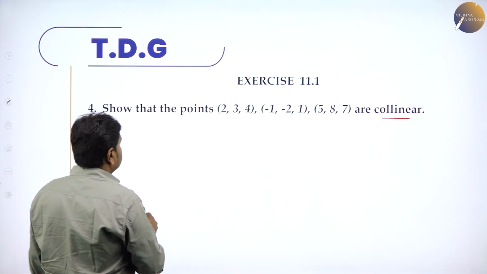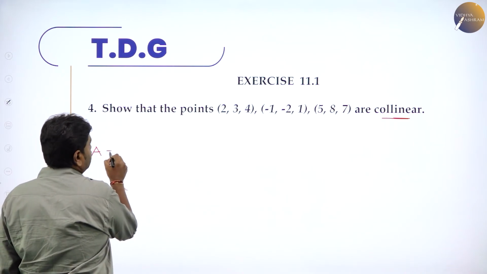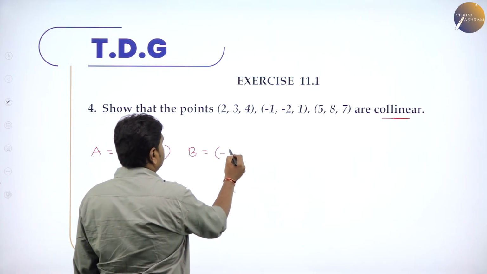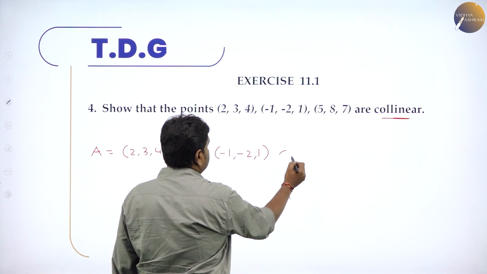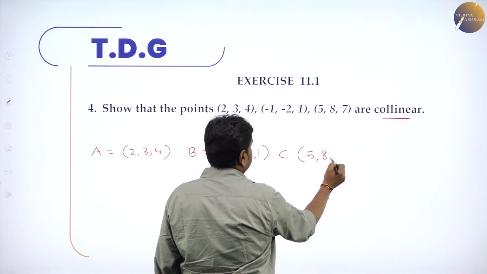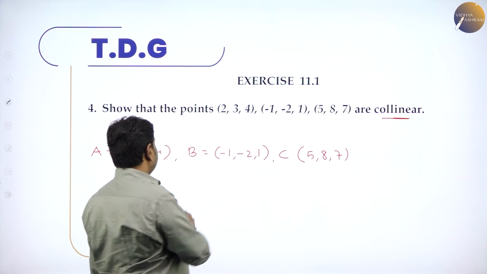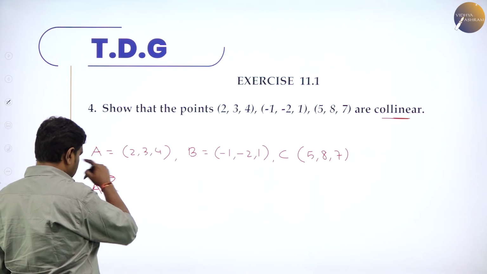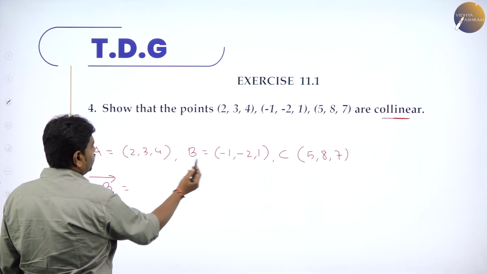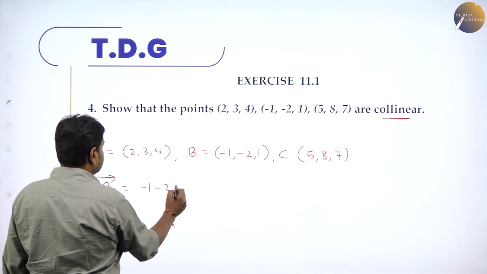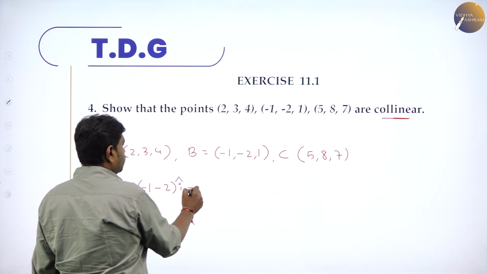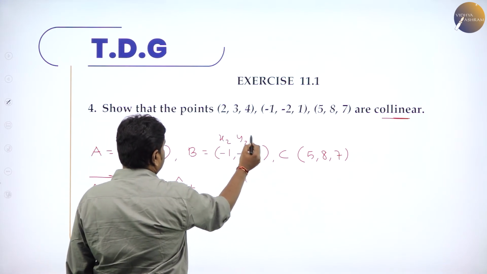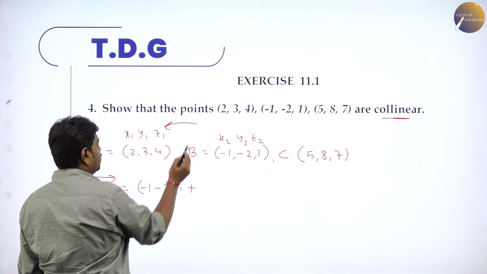Proportional. So what we do is, I'll assume the points are A (2, 3, 4), B (-1, -2, 1), C (5, 8, 7). Now I have assigned the terms and find vector AB. Then AB means OB minus OA, that is -1, -2 i cap, plus, this is x1, y1, z1, this is x2, y2, z2. So x2 minus x1, so OB minus OA.